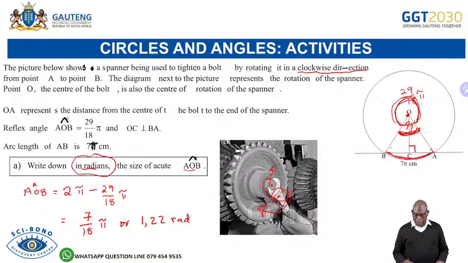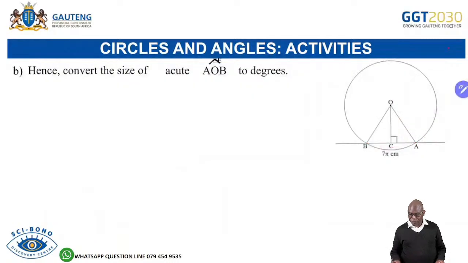So that angle here that we are having here, it's 7 over 18 pi. So if I add this angle 7 over 18 pi to 29 over 18 pi, the answer that I'm going to get there will be 2 pi. Okay, and the 2 pi, remember, is 360 degrees, so it forms the whole circle. Okay, right. Then the next question says hence.